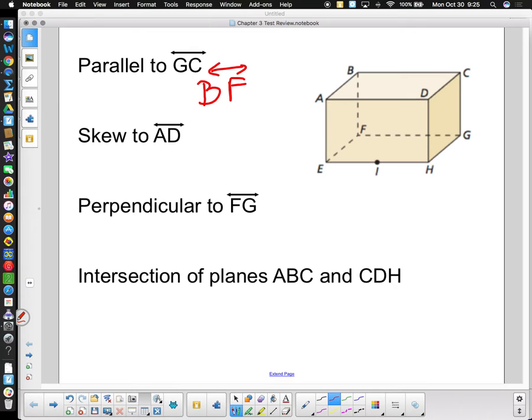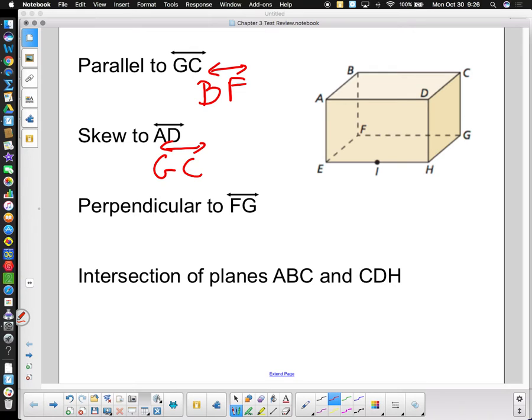How about skew to AD? What do you got? Line GC. GC, yeah, that would work. Okay, GC would be an option. There are several other options, BF, GH, FE, all also work. No, I'm saying there are other answers that could be there.